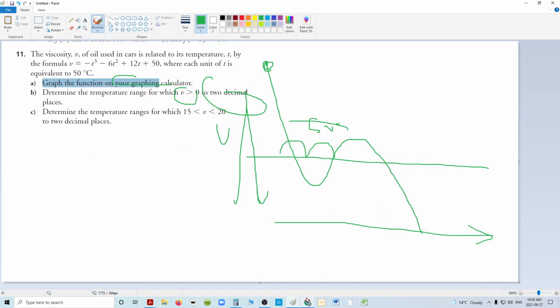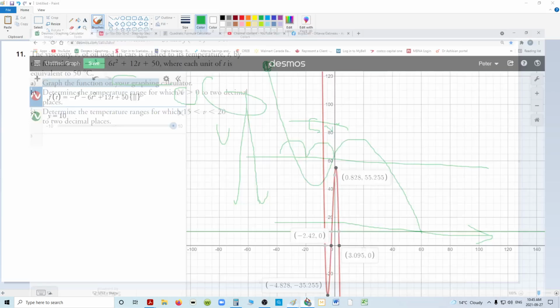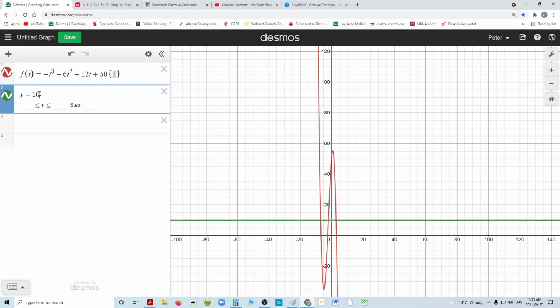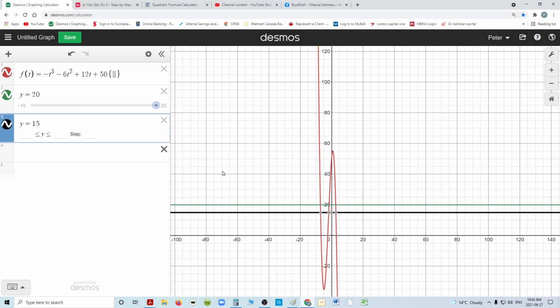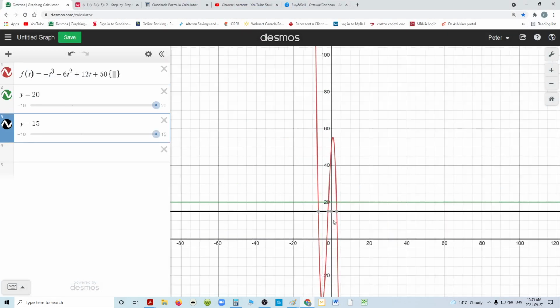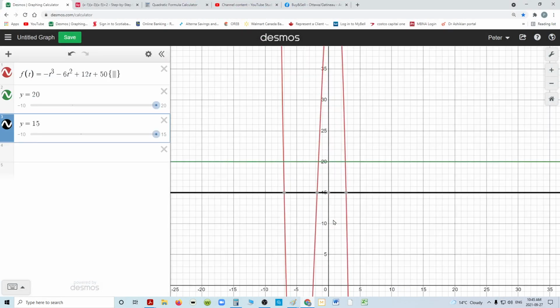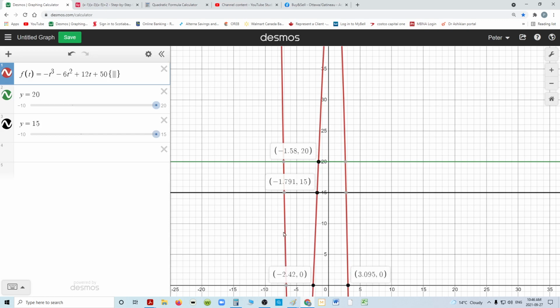Determine the temperature ranges for which the viscosity is between 15 and 20. So for this, you just say, okay, I'm going to make my y 20 and my y 15. And between those x values, that's when my viscosity is between them. So there's the 20 and there's the 15. So between negative 1.791 times 50 and negative 1.58 times 50. Oh, by the way, you had to take those original ones I gave and multiply them by 50 as well. The viscosity is between 15 and 20.